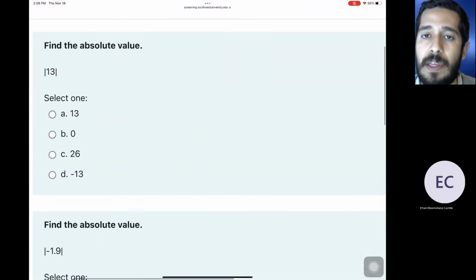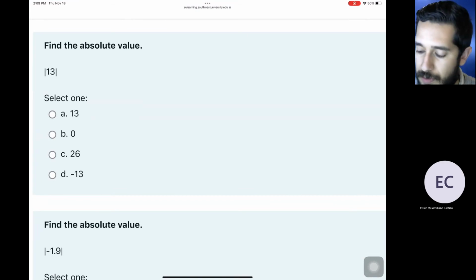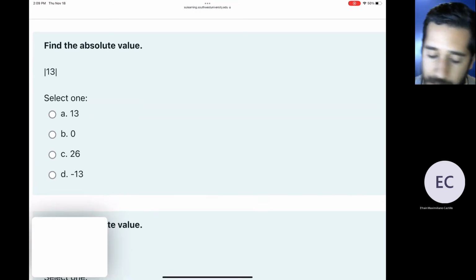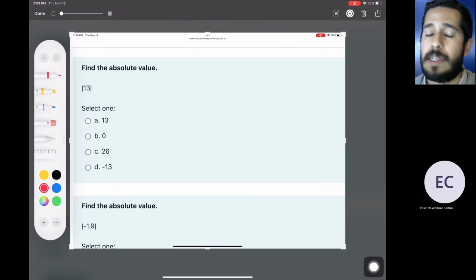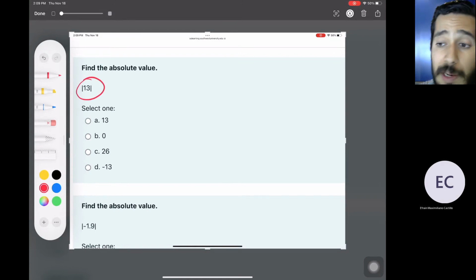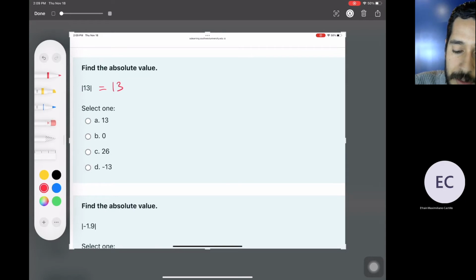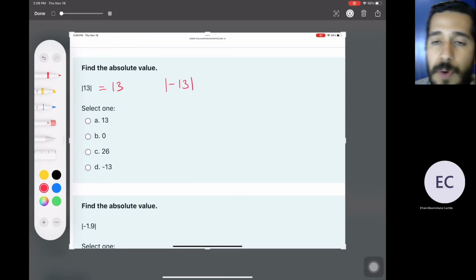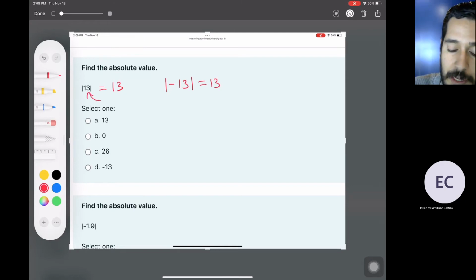Started with some absolute value problems. Just remember what the definition for absolute value means: how far is the given number from zero. If I have absolute value bars, that means I'm going to take that absolute value operation. So the absolute value of 13 is the same as that number without any sign. The same will happen for a negative number, something like the absolute value of negative 13. The result will also be 13.